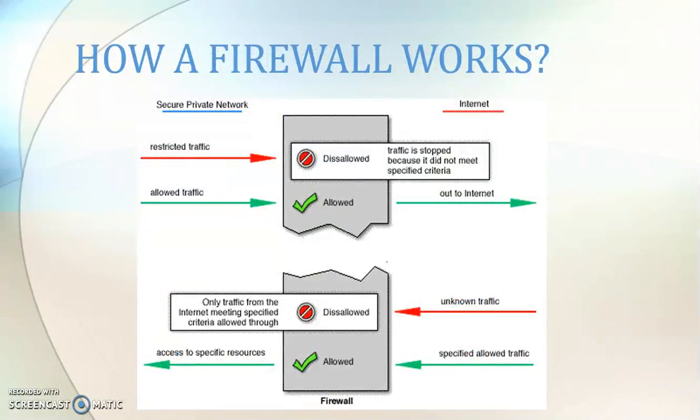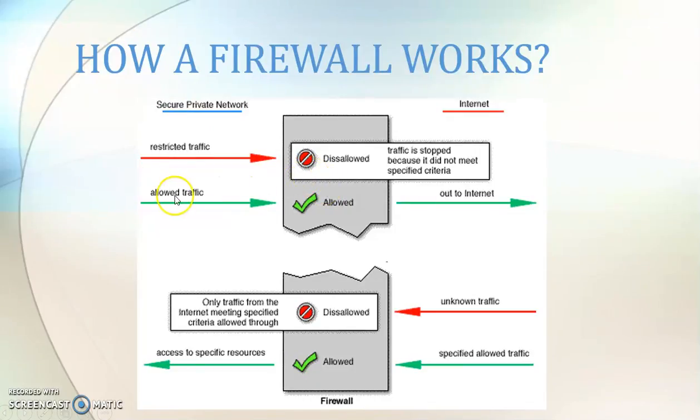So how does a firewall work? Here you can see the firewall, and on the left hand side of the firewall we have a secure private network, and on the right hand side we have internet connectivity. This is an outside network. Restricted traffic: so what is restricted traffic? It means traffic which is designated by the administrator with the rules and regulations designed by the administrator. This traffic will flow through this firewall.